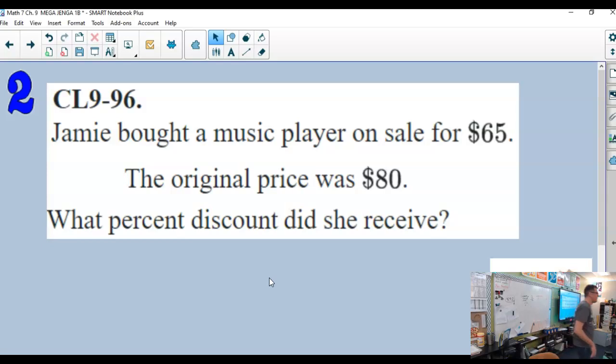You can round, by the way. If your answer comes out to be messy, I mean, round. So guys, sometimes the stores say, here's your percent off, and sometimes stores say, here's the new price. So this store said, hey, that was $80, now it's on sale for $65. They're not advertising what percent. We're just figuring out what percent.